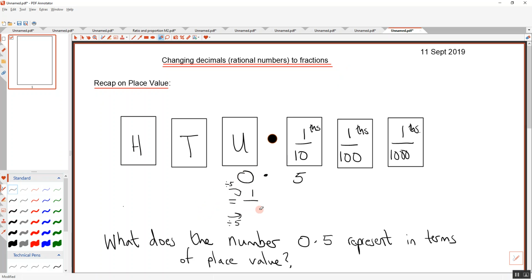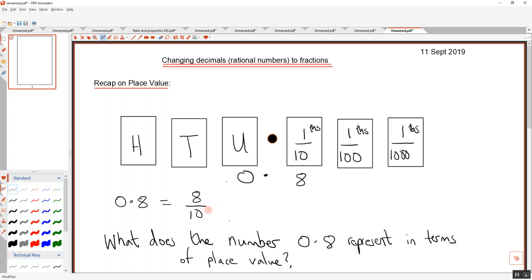If I pick another one, let's have a look at 0.8. Again, I've got my 0 under the units and my decimal point. Where does the 8 go? Where the 5 was. If I wanted to change this into a fraction, how many groups of one tenth do I have, Tyler? I've got 8, so it's going to be 8 over 10.